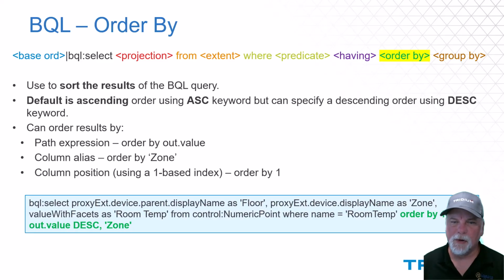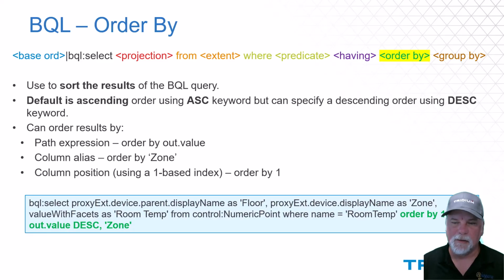And the results can be ordered one of three ways. You can use a path expression like out.value, a column alias that's specified in your projection, or the column position using a one base index. And there's some cases where counting is done with zero base index, which is pretty typical for software. But in this case, it is a one base index.